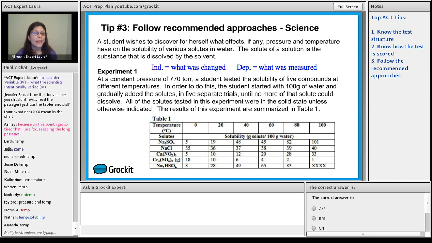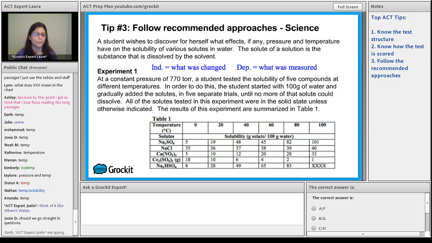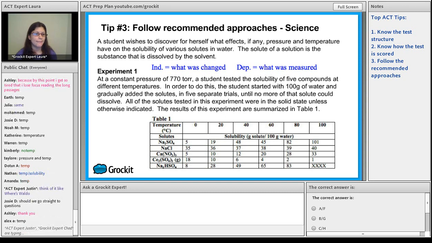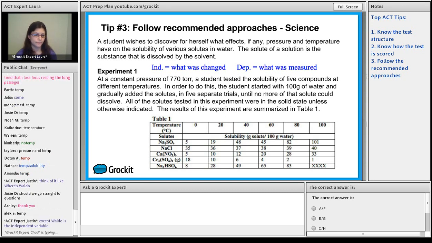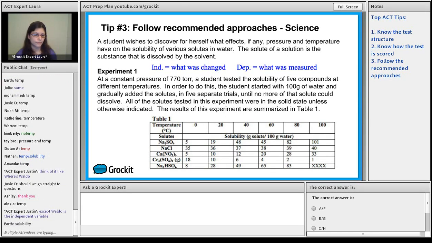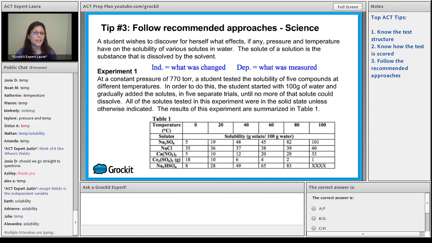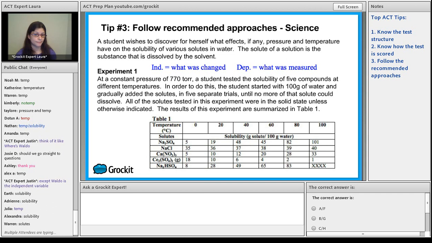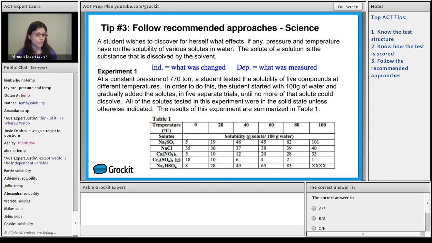Good. So the temperature was changed. They changed it from 0 to 20, 40, 60, 80, 100. And then what did they measure? They measured the solubility. No problem, Julia.